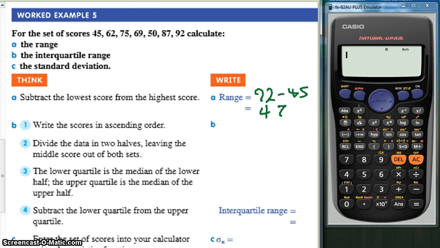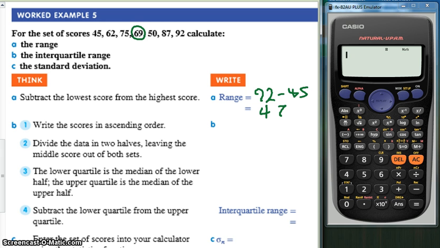Okay. Next one, interquartile range. What do you got to do? How do you find the interquartile range? Take the two halves. Find the median. What's the median? 69. Awesome.